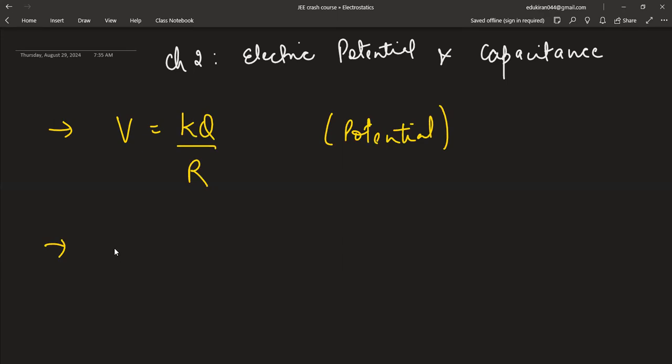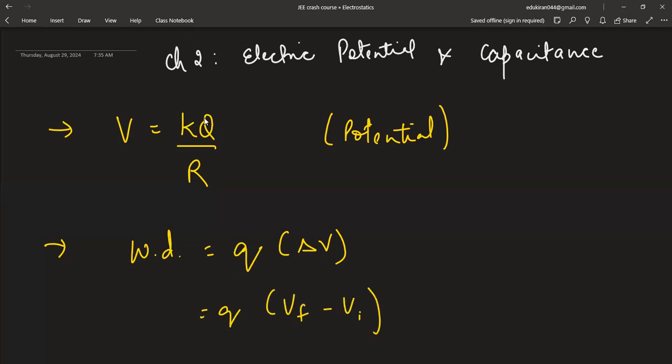And when we are talking about work done, then you have the concept work done and the concept of potential, then it gets related. When we are talking specifically about work done, then you have this concept of charge being multiplied to the change in potential. That is, we say the charge times final potential minus initial potential. But this is very important for your JEE. This formula is very important.